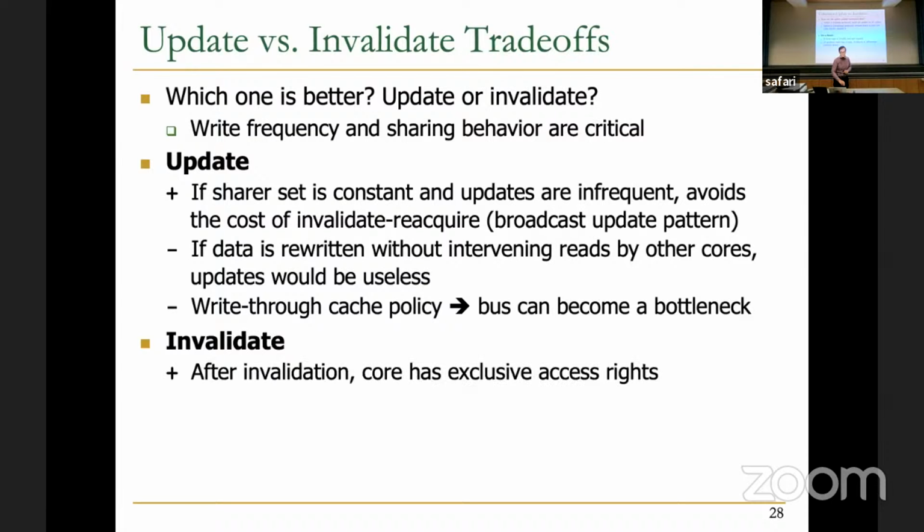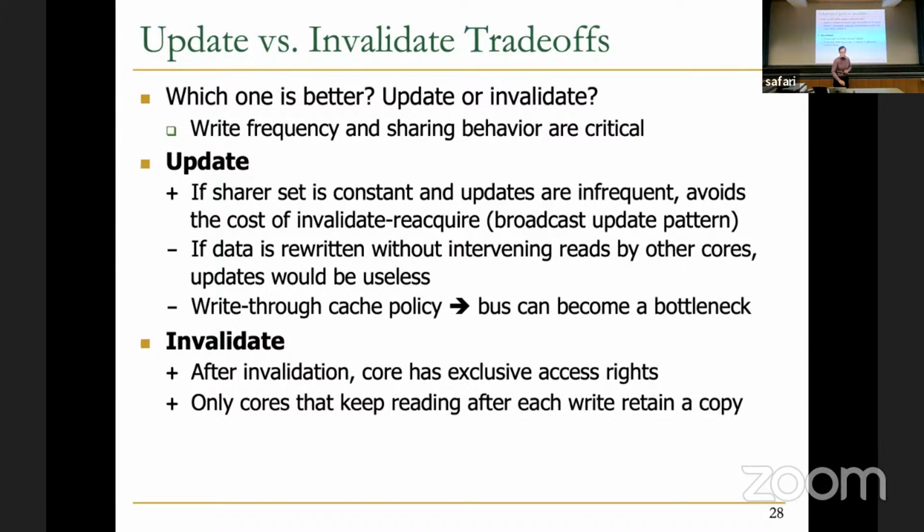Invalidate-based protocols are simpler. Whenever you invalidate all of the other cores' cache blocks belonging to the same memory location, the core that invalidated everyone else has exclusive rights to that block. Basically, you can exclusively update it because you know that you're the only core that has the block. And only cores that keep reading after each write retain a copy. So that write happens, and then some other core reads, so it has to get the value. That value needs to get transferred from the cache or from memory.